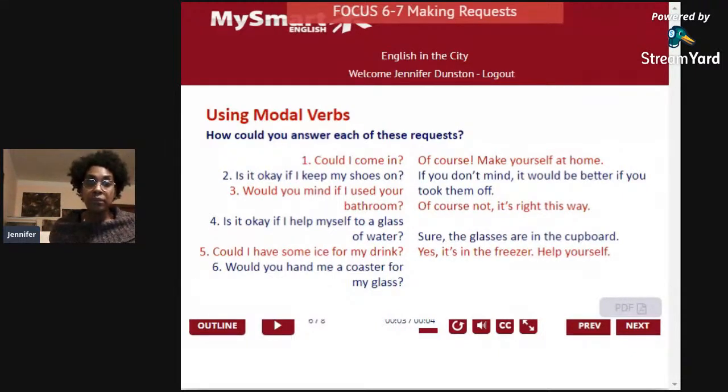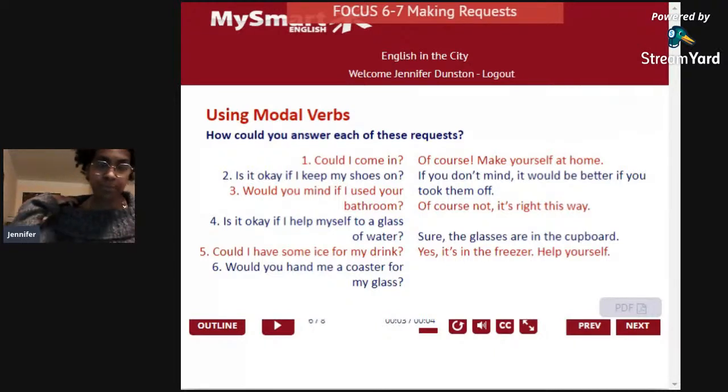Or, yes, it's in the freezer. Help yourself. So you've said yes to all of these requests, except for the request to keep on the shoes. The shoes, you said, no, the shoes have to stay outside. So the last situation is, would you hand me a coaster for my glass?